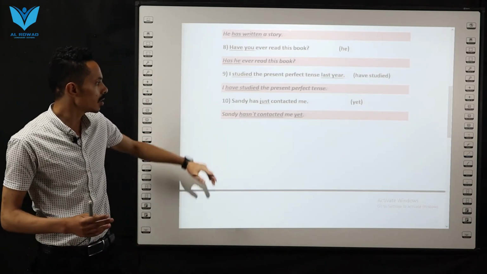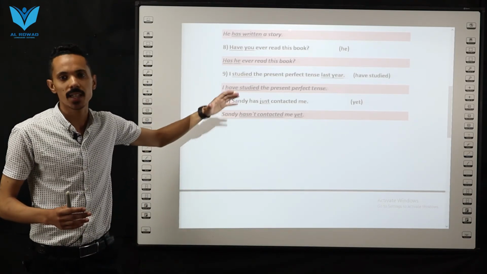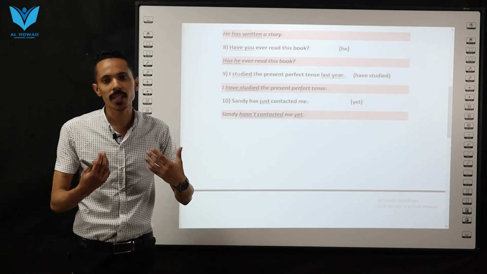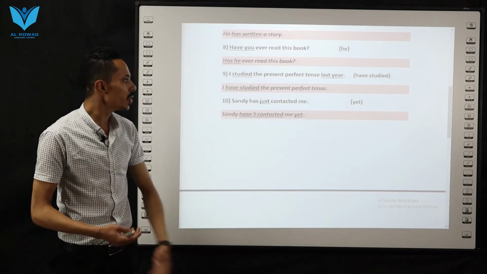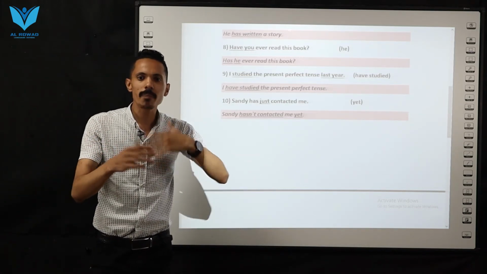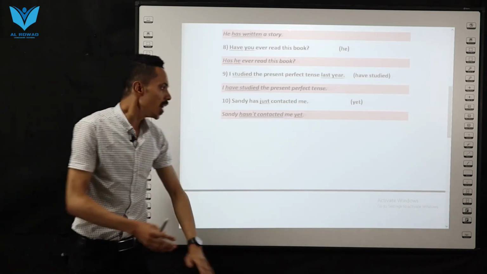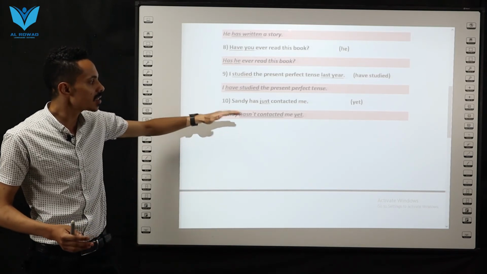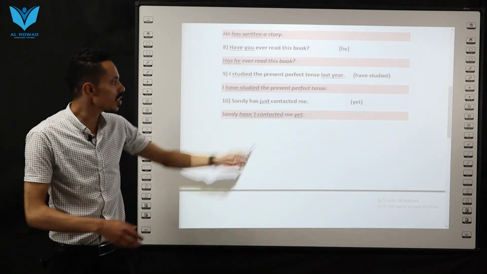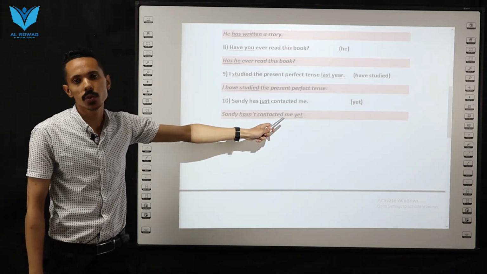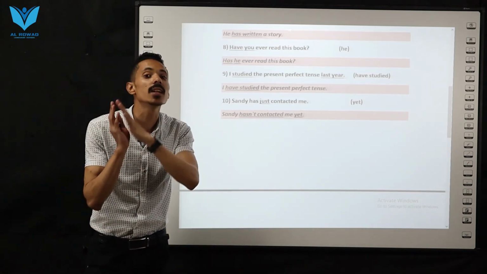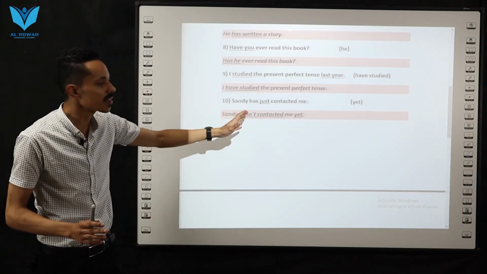So here number 10. Sandy has just contacted me. So this sentence is a present perfect and the action here finished a short time ago. So here I wanted to use yet. If you use yet, you will make the verb negative. As I told you here, Sandy hasn't contacted me yet, and yet will take the place of just. So I will skip just and write yet, the last word of the sentence. This means the action hasn't started until now. So, Sandy hasn't contacted me yet.